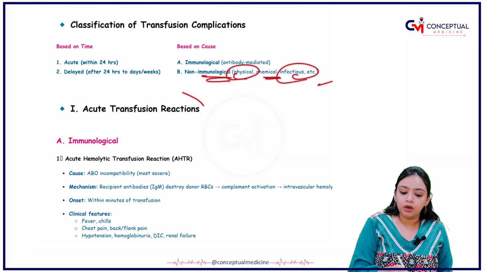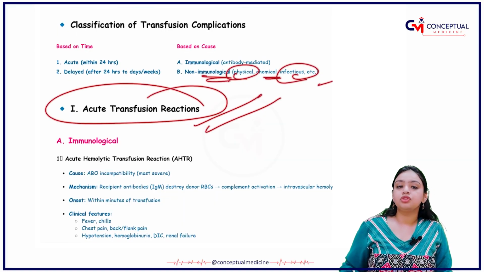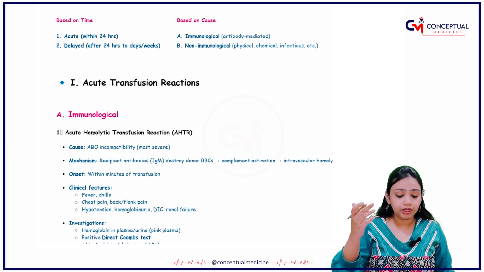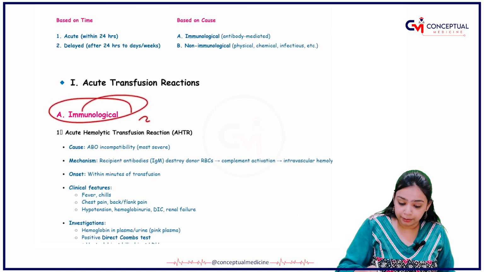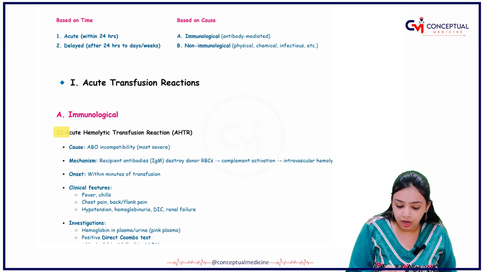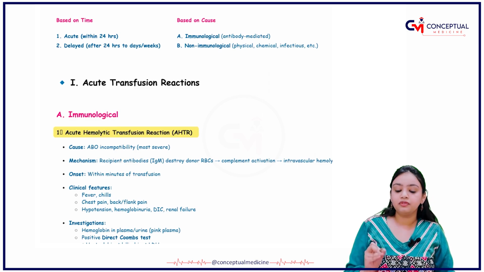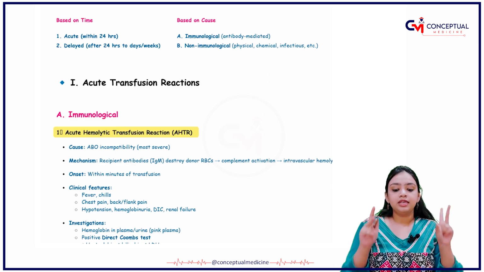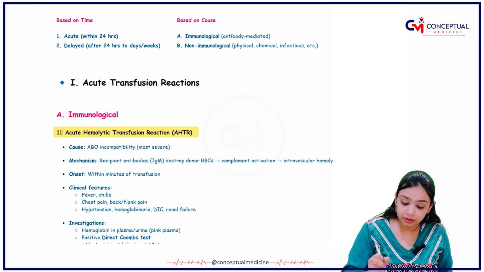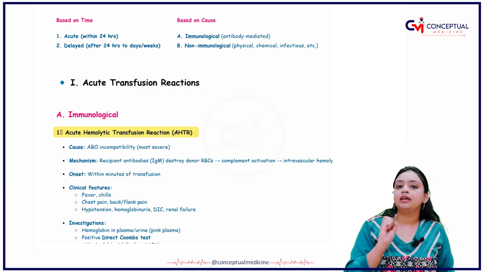Coming on to the acute transfusion reaction. Acute transfusion reaction is also divided, first into the immunological one. In the immunological one, the first thing that you have is acute hemolytic transfusion reaction. Now, see guys, from this classification also you will get a short note, like from this AHTR you will get a short note.